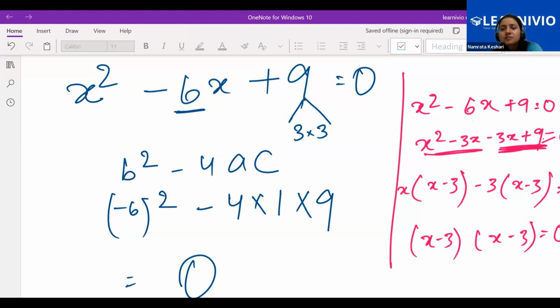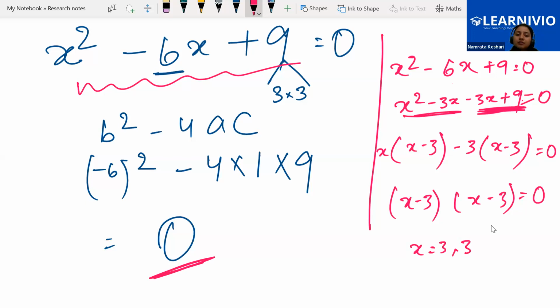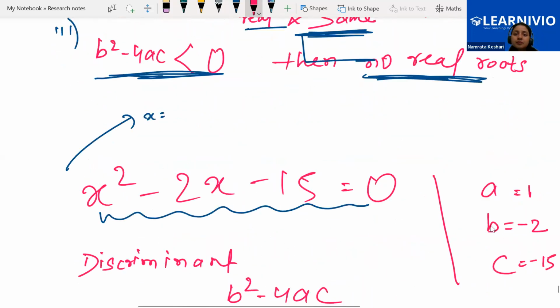Abdul, can you explain it again? Can you tell me what you said? Can you see we got both the x values as 3 only? And here, when we checked by using the discriminant, we got discriminant equal to 0. That means both the roots are real and same.